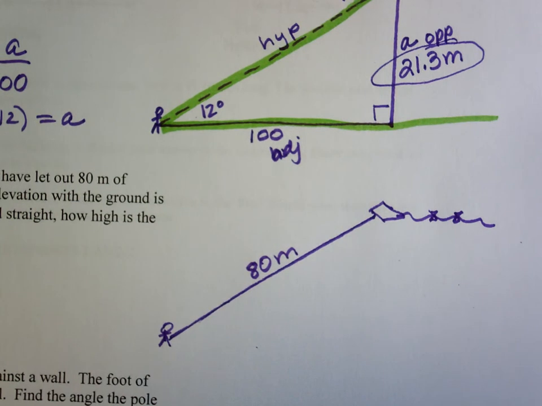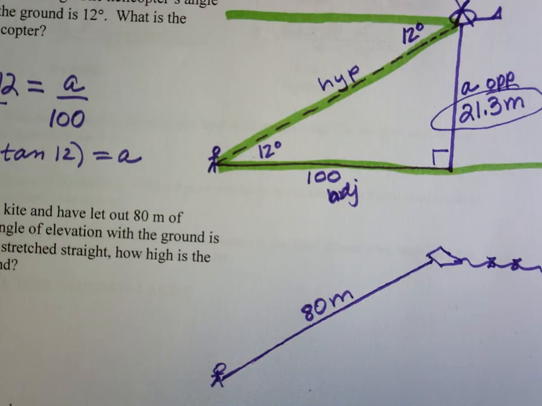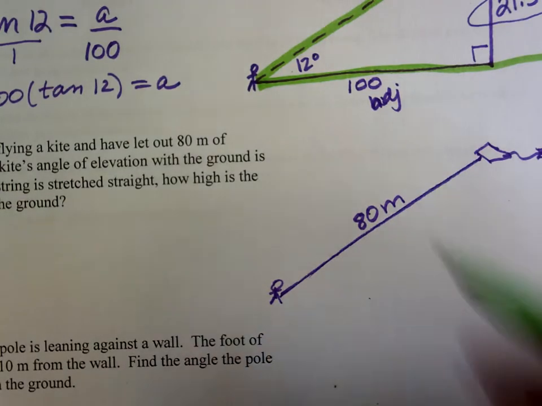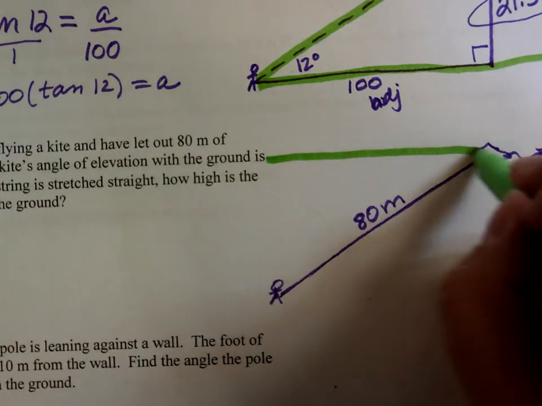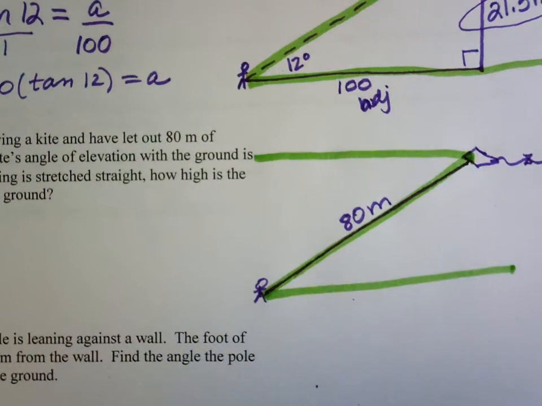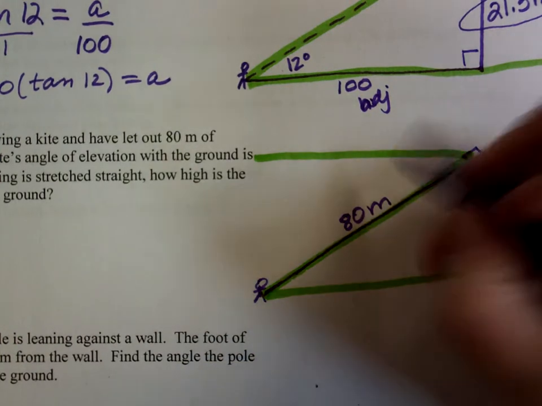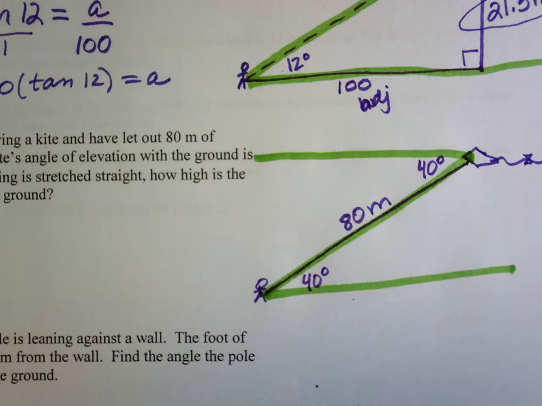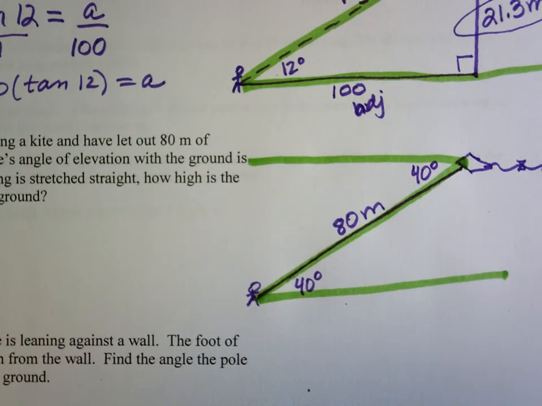The kite's angle of elevation. Okay, so remember the diagonal part, which is this time the string, is the middle of my Z. Sorry, again, my Z is lopsided. I'm so sorry. Hopefully your OCD won't kick in. 40 degrees is the angle of elevation. So that means here and here, right in the corners of the Z. Okay, if the string is stretched straight, how high is the kite?